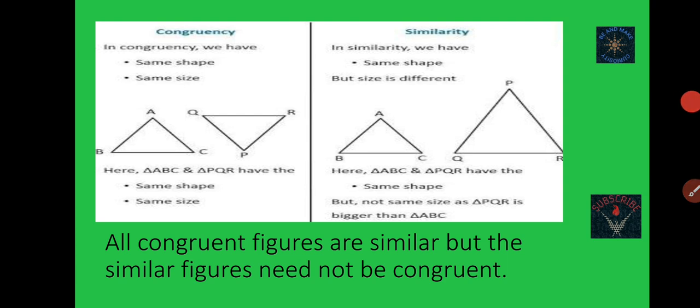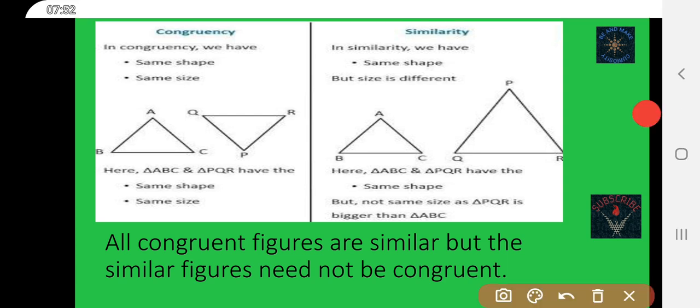Okay, next, see the difference between congruency and similarity. In congruency, we have same shape, same size of two given figures. Here you see this is an equilateral triangle, this is also an equilateral triangle, and both are exactly the same in shape and size, so they are congruent.